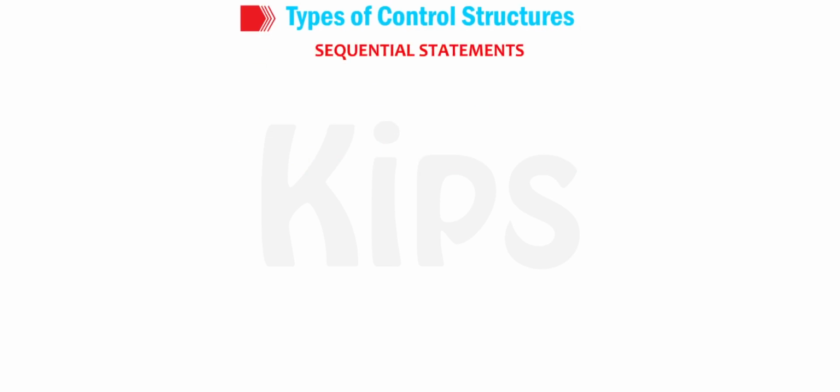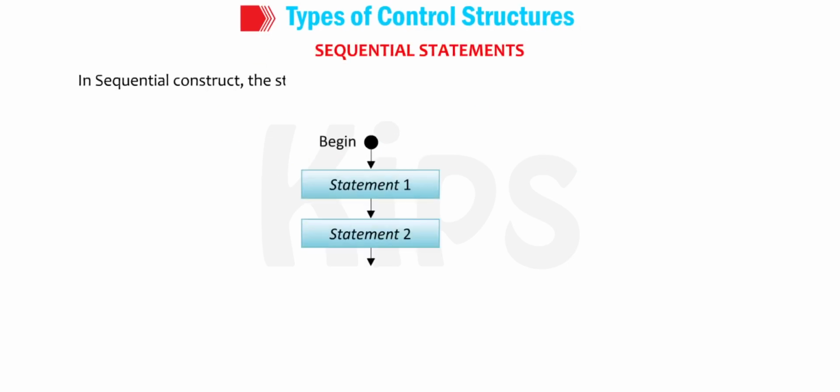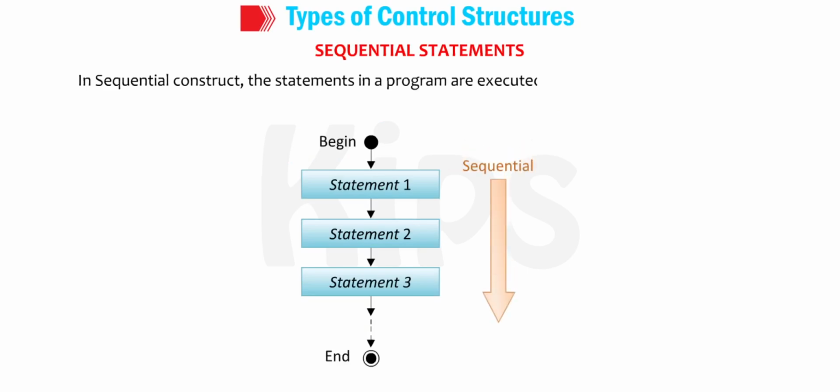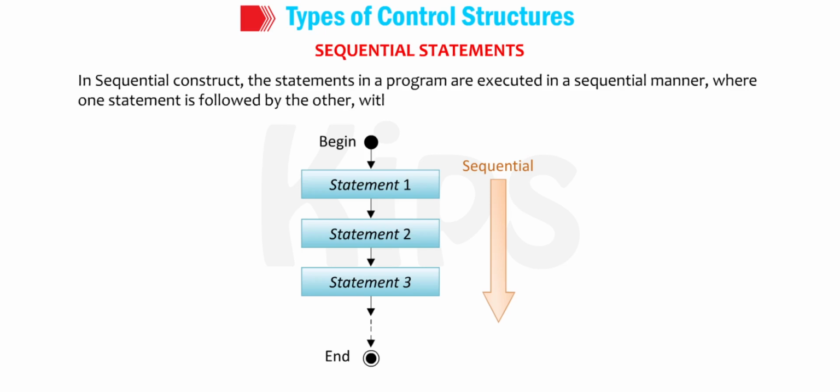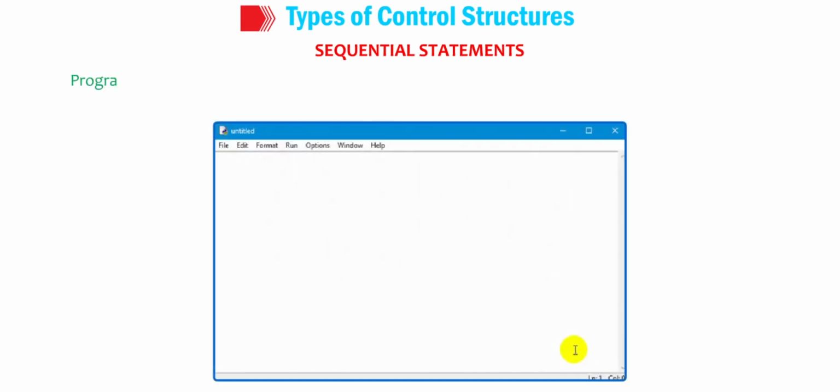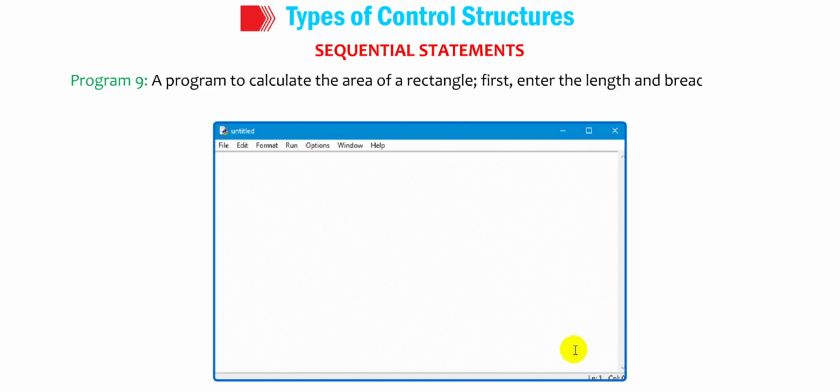Sequential statements. In sequential construct, the statements in a program are executed in a sequential manner, where one statement is followed by the other with no possibility of branching off to another action. Program 9. A program to calculate the area of a rectangle. First, enter the length and breadth of the rectangle, then calculate its area and print the result.